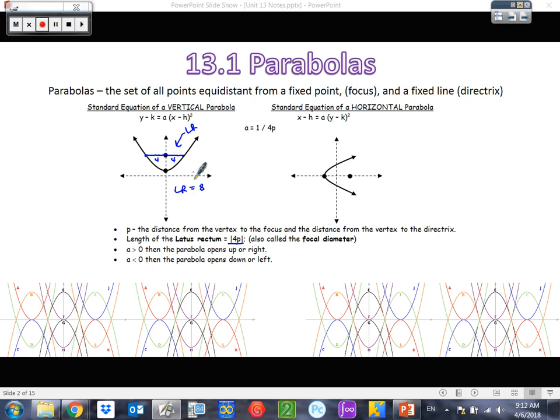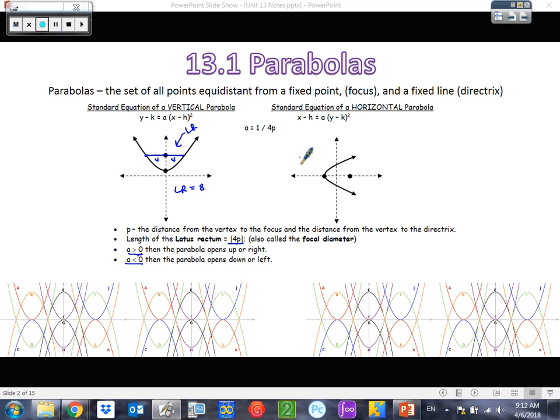All right, what else? a also plays a significant role for us. If a is positive, depending on which orientation we're looking at, it would either open up like this one or right like this one. If a is negative, then it would open down or left. So hopefully we remember that.